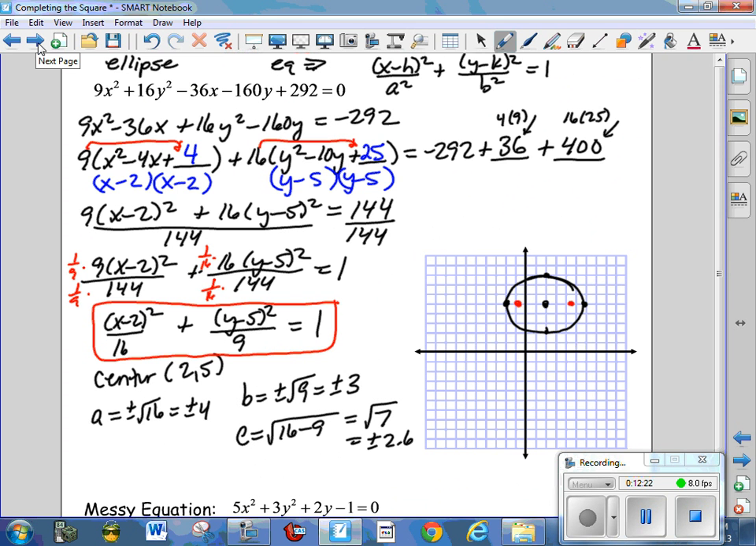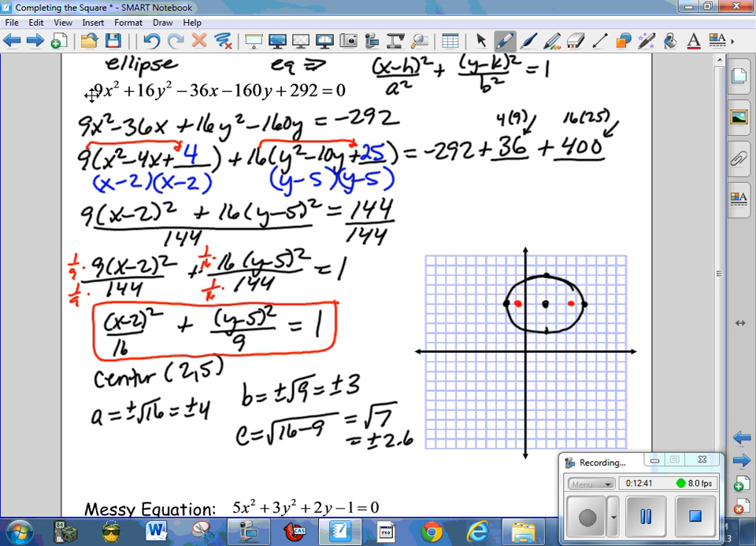Okay, we're back on here with the ellipse. The correct answer is in the box: x minus 2 squared over 16 plus y minus 5 squared over 9 equals 1. And here's the correct graph. If you got that, then feel free to move on to the next problem. If you did not, I'm just going to give you a few tips.